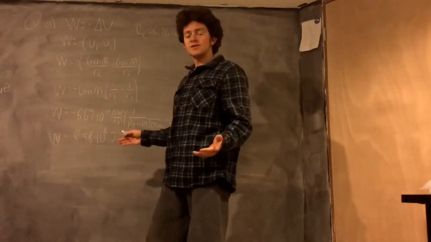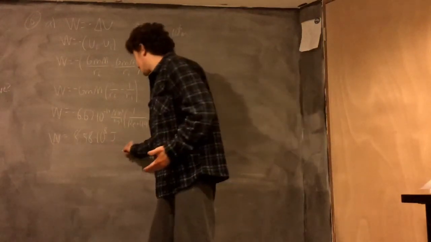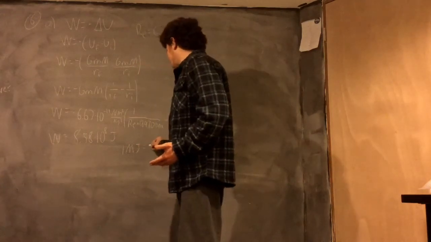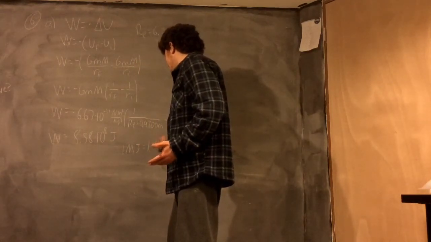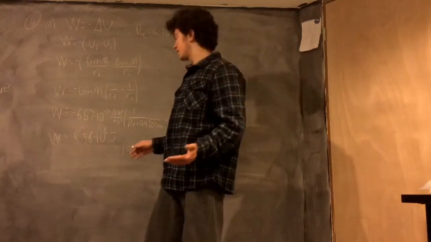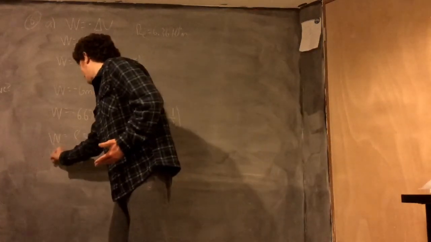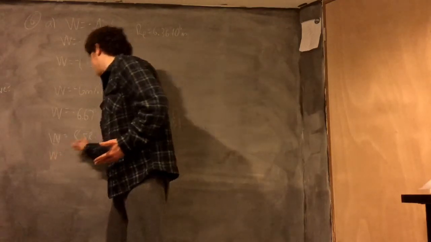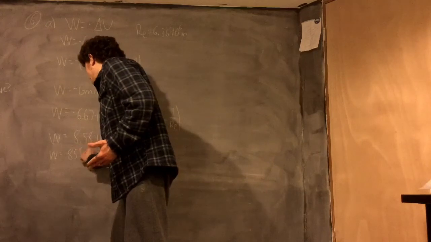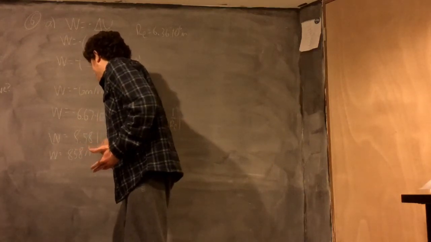But the question wants the answer in megajoules. 1 megajoule is equal to 1 times 10 to the 6th joules. So following this conversion, we know that 8.58 times 10 to the 8 joules is simply equal to 858 megajoules.